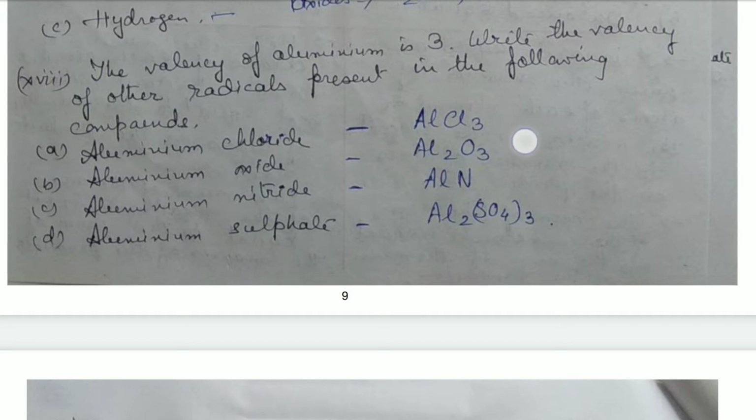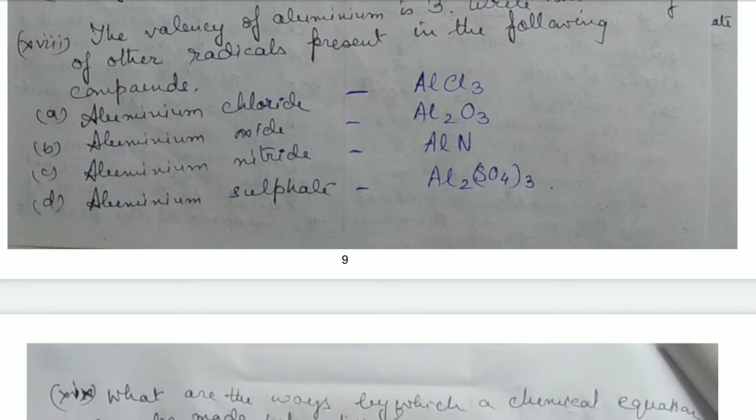Then aluminium nitride, AlN. Nitrogen has a valency 3, aluminium 3. Therefore, exchanging the valencies and then cancelling it, since the valency is the same, cancelling it, AlN. Then aluminium sulfate. Here also the sulfate radical has a valency 2 and aluminium has a valency 3. Exchanging the valencies, it will become Al2(SO4)3.